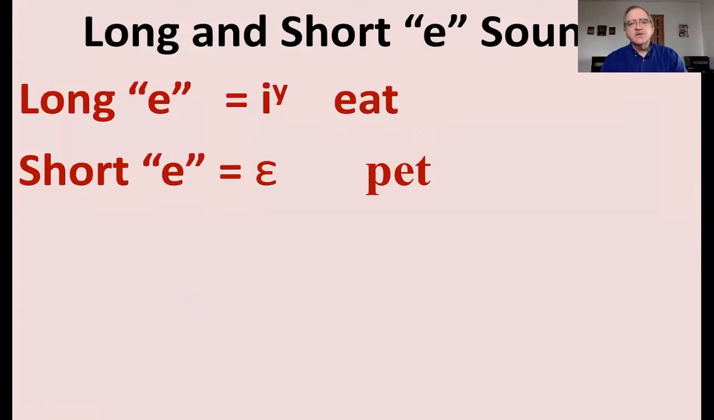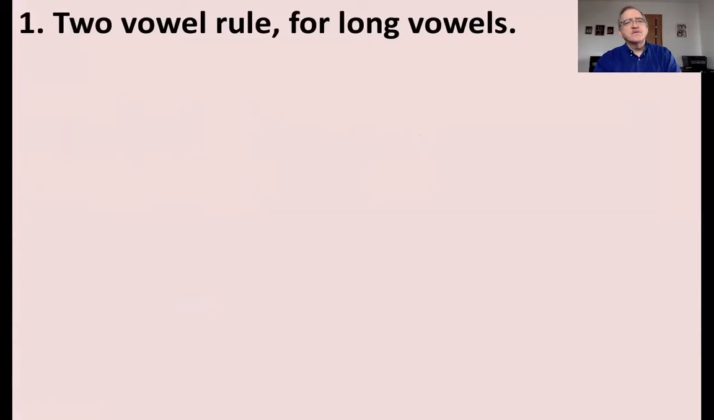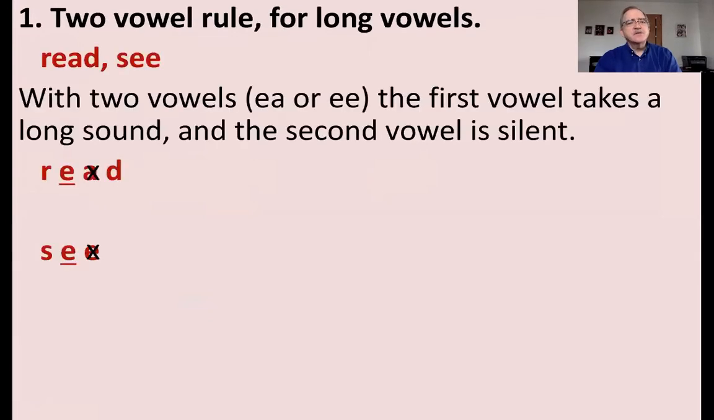And we have studied some rules. When do you use the long and when do you use the short? And I want you to be able to do these. Two vowel rule for long vowels. The two vowel rule says with two vowels, in this case, EA or EE, the first vowel is a long sound and the second vowel is silent. So you can see READ. The A is cut, and we make the first vowel, E, long, read. And these are two vowels. We cut the second one, and the first vowel becomes long, see.